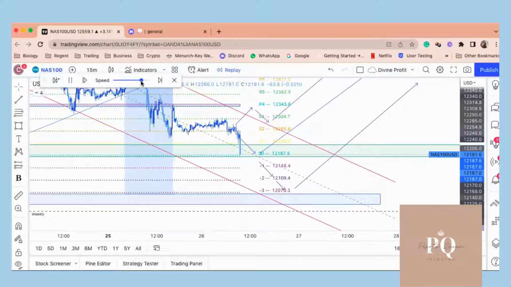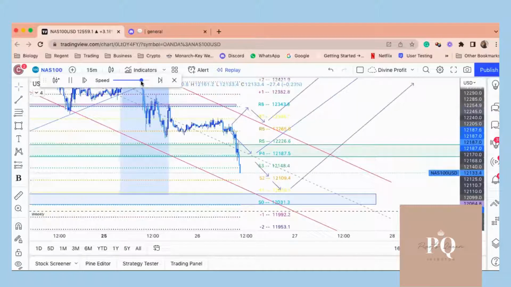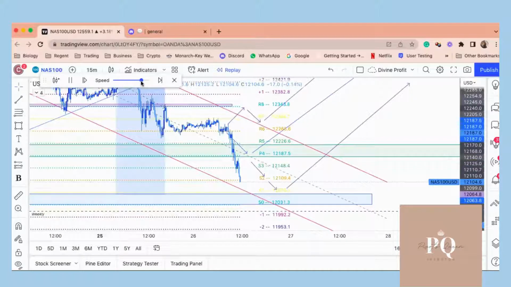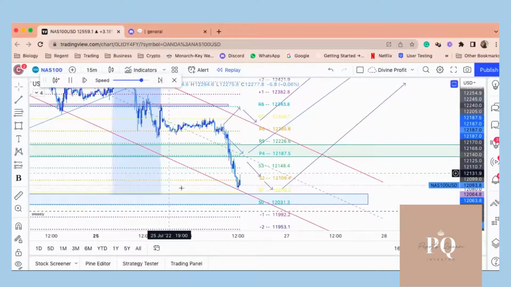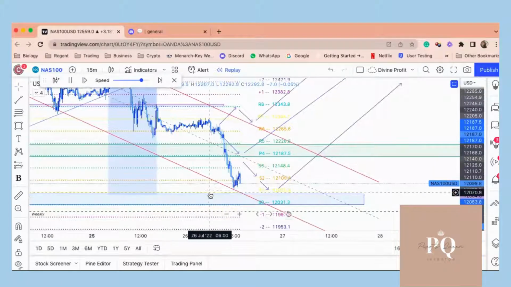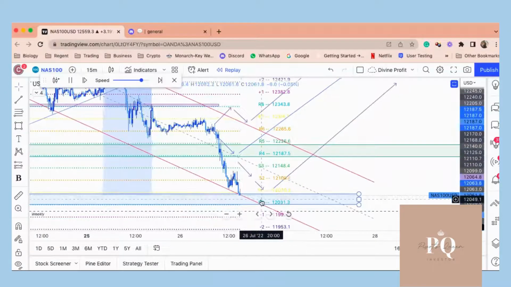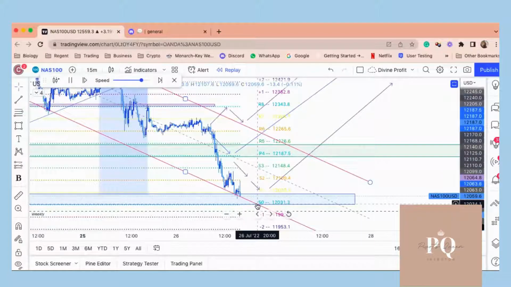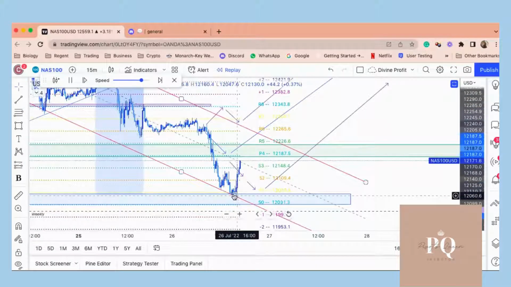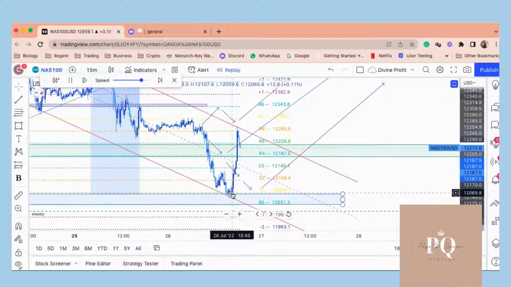So if we let this play out, option C ended up being the option that played out. So price finished completing the sell move. So I hit my overall TP for that one. And then price bounced up from here.